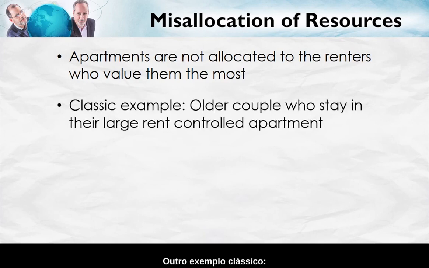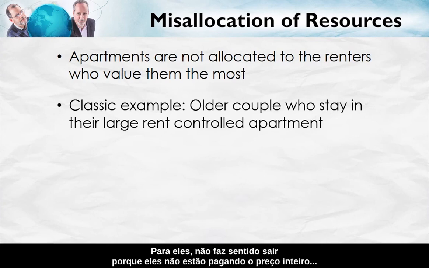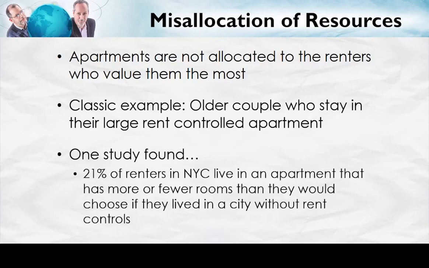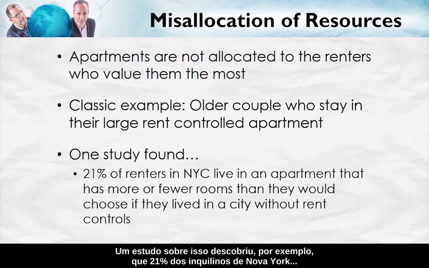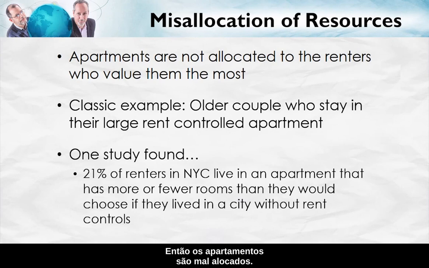Another classic example, the older couple who stay in their large rent-controlled apartment even when their kids have moved out. It doesn't make sense for them to move out because they're not paying the full price. They're not paying the actual value. So you get apartments allocated to older couples who actually have a low value for the apartment, even when there are people who have a much higher value for that same apartment and they cannot find an apartment. One study of this found, for example, that 21% of renters in New York City live in an apartment that has more or fewer rooms than they would choose if they lived in a city without rent controls. So the apartments become misallocated.